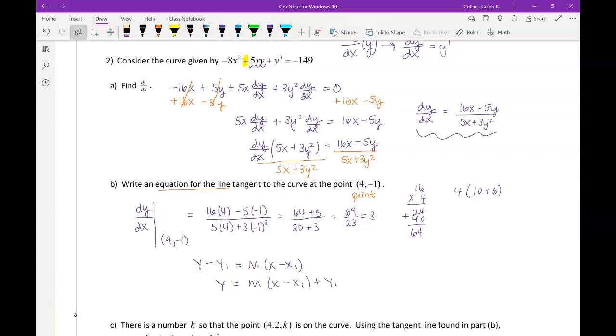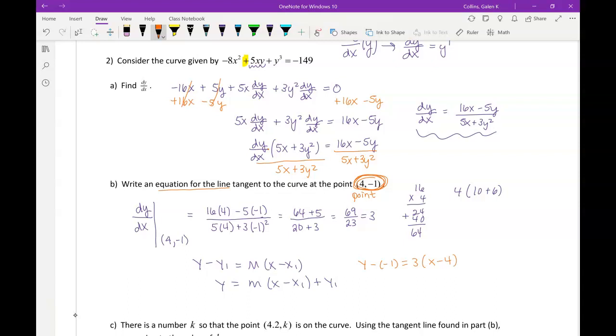I would discourage you from trying to distribute. I mean, you can, but I just wouldn't do any more math than I need to so we don't accidentally make a mistake. So I'm going to use the first form just because I think that's what I've done in all the other videos for this unit. So y minus y1, well, this is my x1 comma y1, because remember that's the point in point slope form. So that's a -1. That equals 3 times x minus 4.